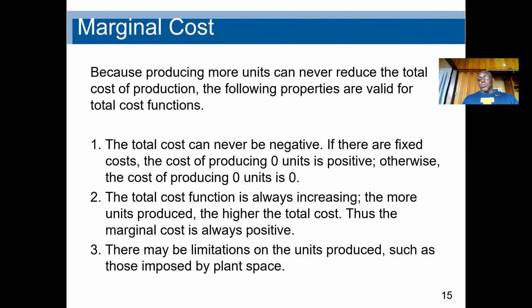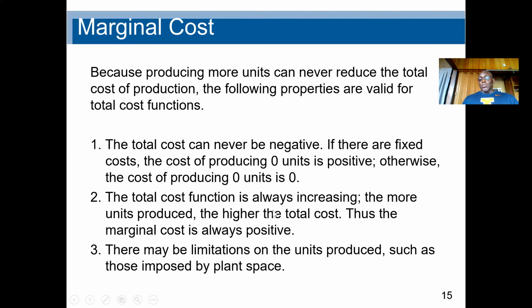Now, variable cost means maybe the materials we are going to use. The more products we produce, the more materials we are going to use. So that's the concept here: producing more units can never reduce the total cost. So the total cost can never be negative. If there are fixed costs, the cost of producing 0 units is positive, for example, leasing a machine or property.